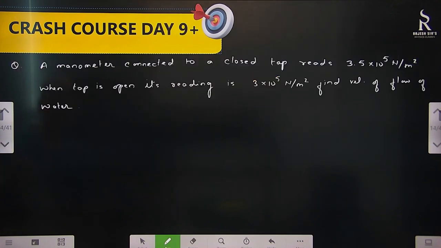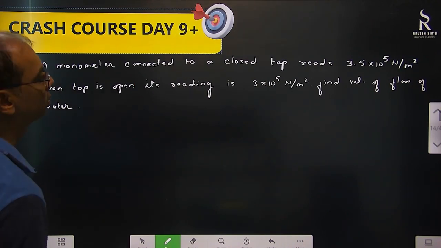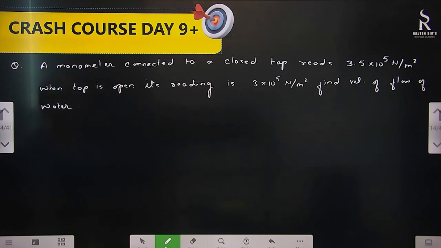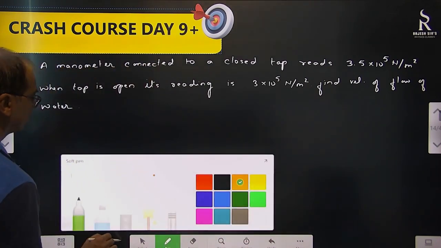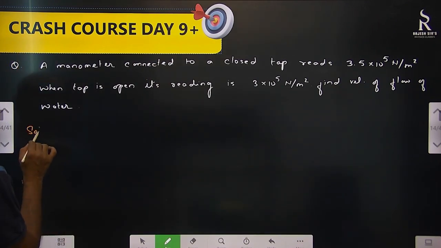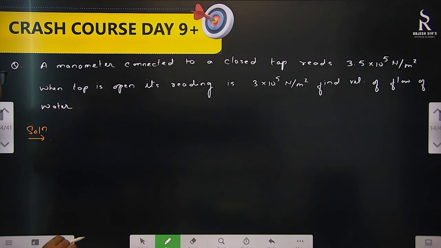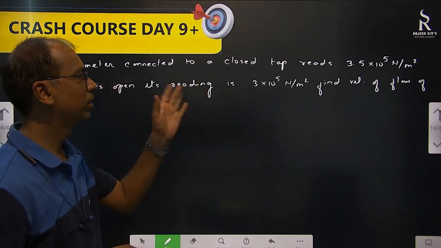Let's move ahead. Okay, there is a question now. A manometer connected to a closed tap reads 3.5 into 10 to the power 5 Newton per meter square. When the tap is open, its reading is 3 into 10 to the power 5 Newton per meter square. Find the velocity of flow of water. Alright. Let's see. Okay, two conditions are given. One, when the tap is closed, another one is when the tap is open.